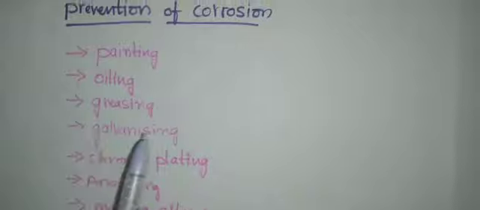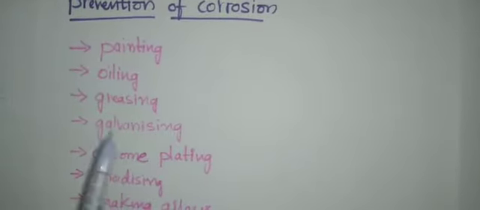Next, greasing. And next one is galvanizing. Galvanizing means some steel materials will be coated with zinc. Okay, zinc, applying a protective zinc coating to steel and iron materials. That is called galvanizing.